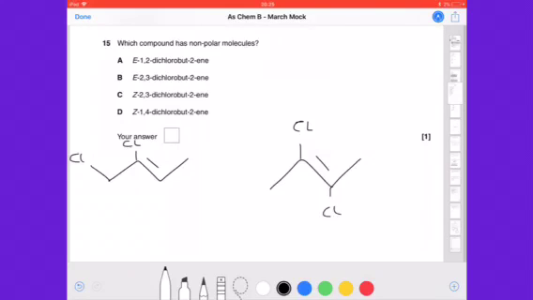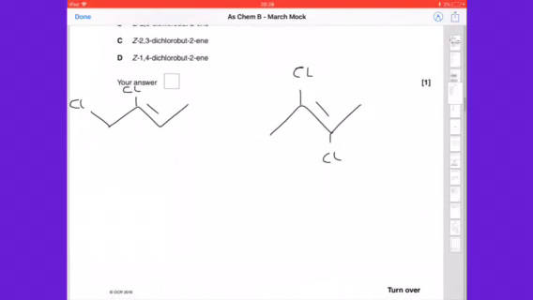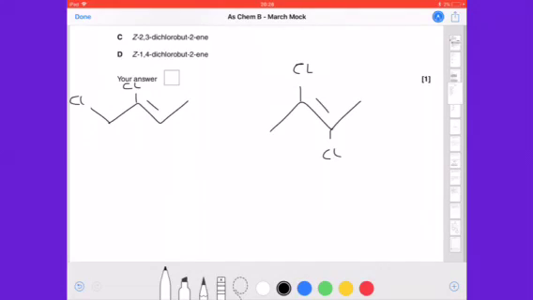You then have Z-2,3-dichlorobutene. I'll just try and move that down a little bit. There we go. So when you're drawing the Z isomer, it would look like that there. And then we've got the 2,3-dichloro, so that will be here and here. And then finally, you've got the Z-1,4-dichloro, so that would go here and here.